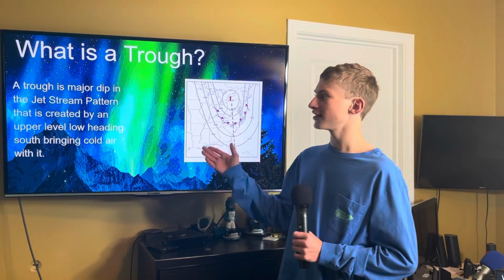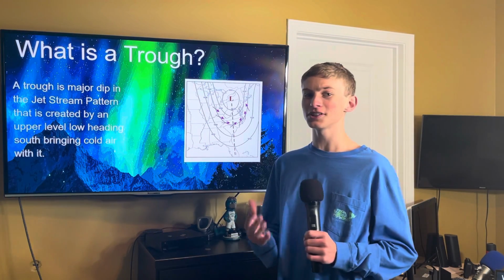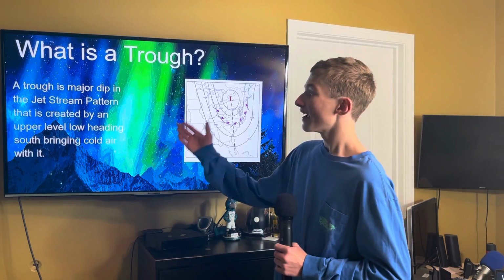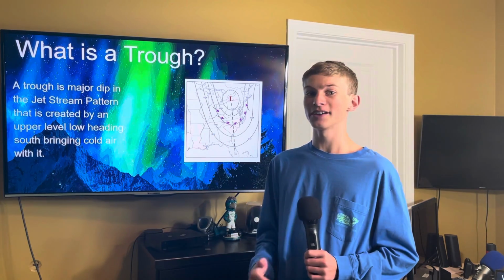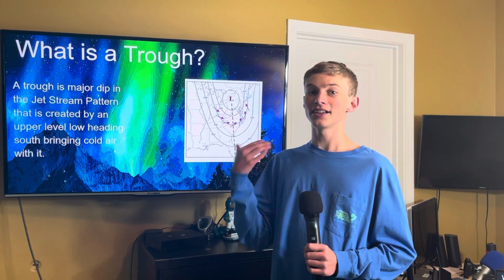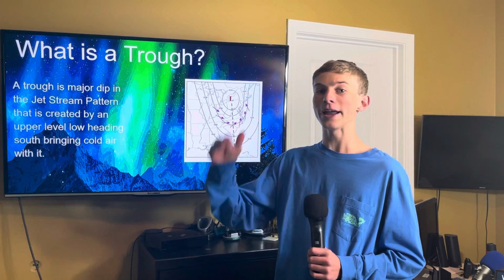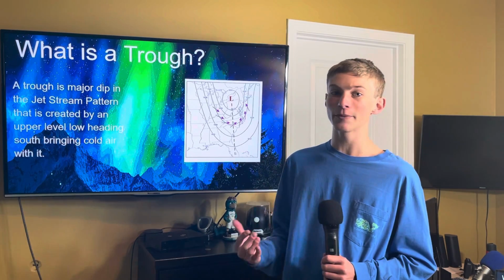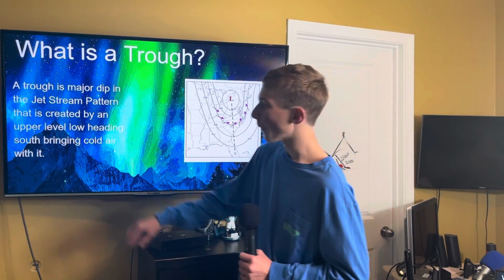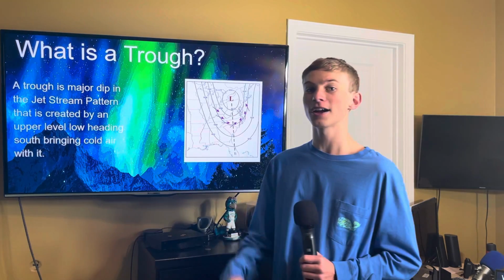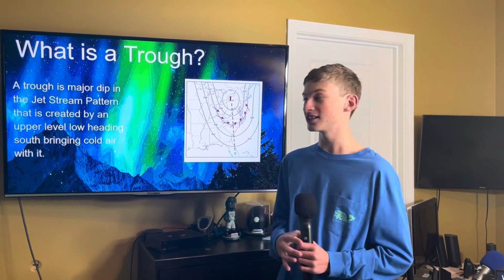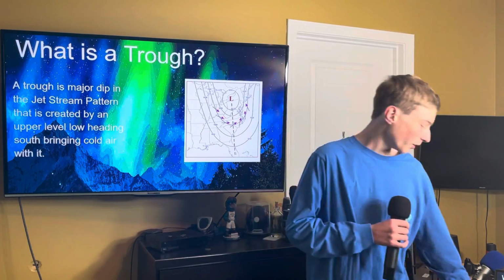So, let's first take a look at what a trough is. To put this in the simplest terms I possibly can, it's a massive dip in the jet stream pattern. The jet stream is a constantly moving column of air way up in the atmosphere that drives all the weather that we get here in the country, and a trough is always associated with an upper level low that comes down from Canada or wherever, and it brings down a lot of cold air with it as well.